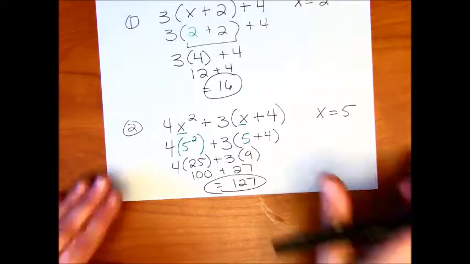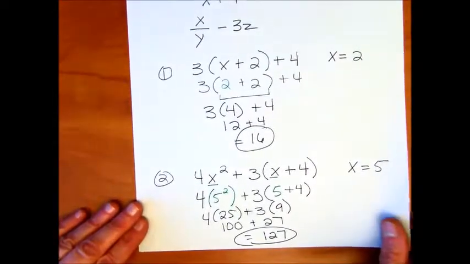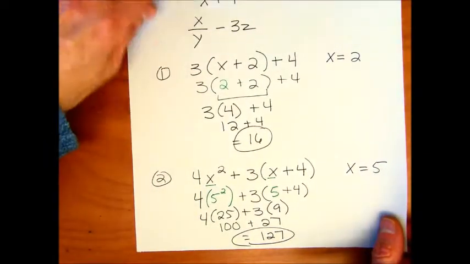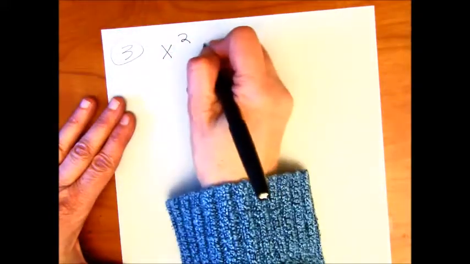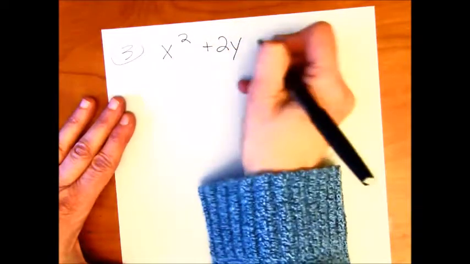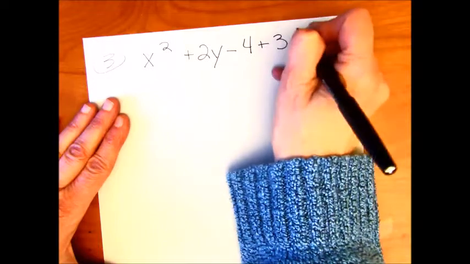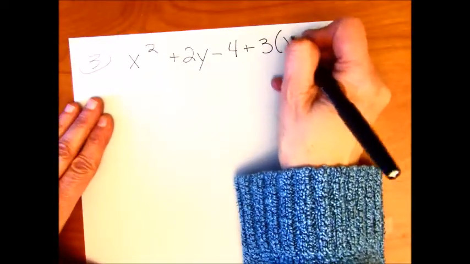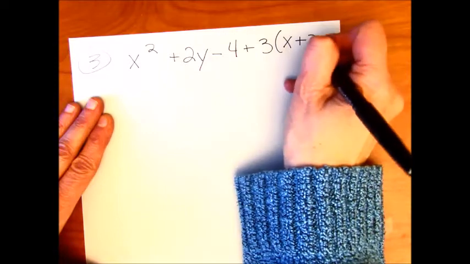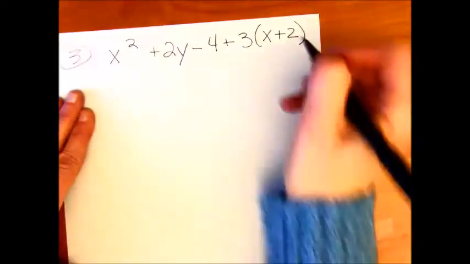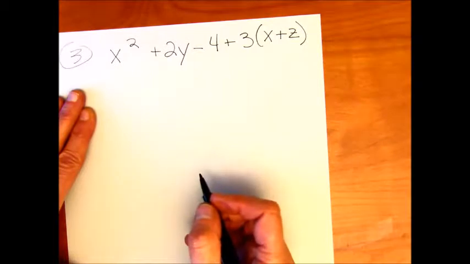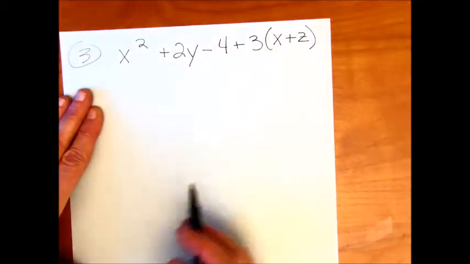Okay? Let's do one where you're given the value of two different variables within an expression, and we'll go ahead and evaluate that. So we want to find the value of x squared plus 2y minus 4 plus 3 times x plus z. Okay, that's a z. And if it helps to put a little line through that to help you, that's not a 2, it's a z. We can do that.